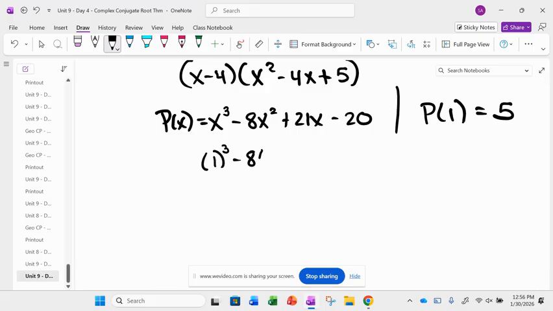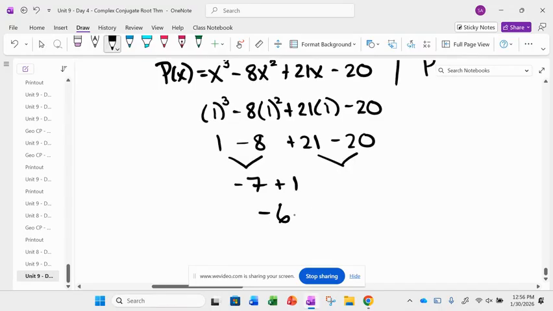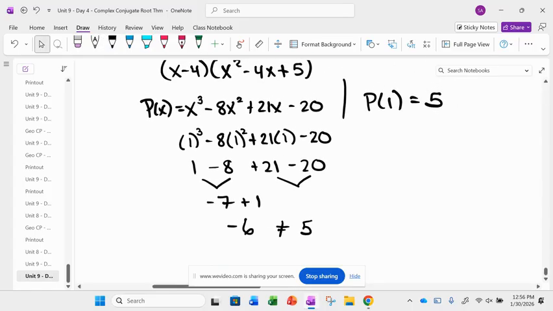1 cubed minus 8 times 1 squared plus 21 times 1 minus 20. 1 cubed is 1, minus 8 plus 21 minus 20. 1 minus 8 is a negative 7. 21 minus 20 is a positive 1. Isn't this a negative 6? Does negative 6 equal 5? No. So what does that mean? That means there is a GCF in front of my polynomial function, or I have to create a GCF in front of my polynomial function for this to simplify down to 5.